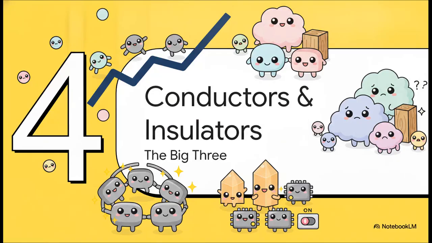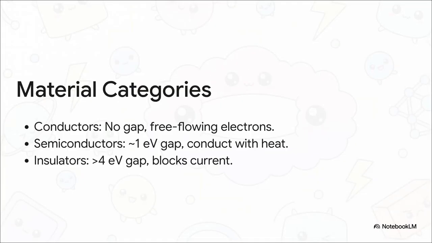All right, moving on to Section 4, conductors, insulators, and semiconductors. The big three. So, taking what we just learned, it really all boils down to the size of that gap. Conductors, like our copper wire, have overlapping valence and conduction bands. There's literally zero energy gap, so electrons just flow freely without needing any extra push.